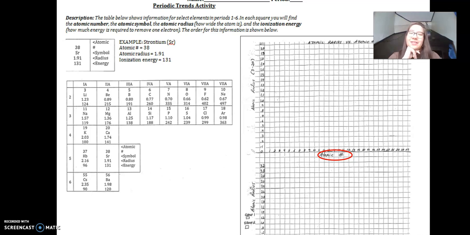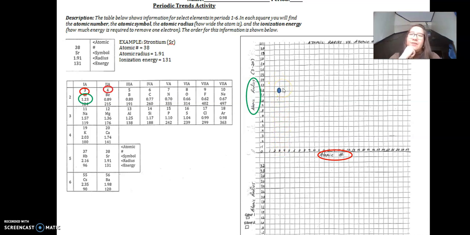I realize the bottom is cut off, but we can work with it. So we'll take a look, and our atomic number is these top numbers in this table. You'll take a look at the atomic radius. The atomic radius is the second to the last number right here. So to graph this, you are going to go to 3 and then up to 1.23, which is right up around here, and you'll make a mark.